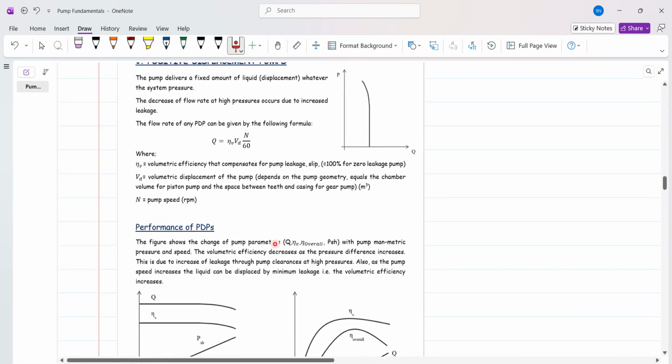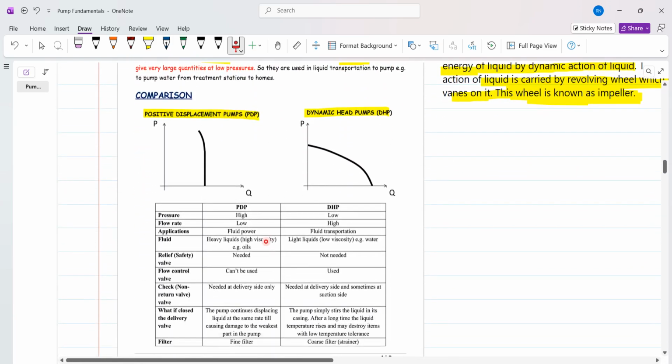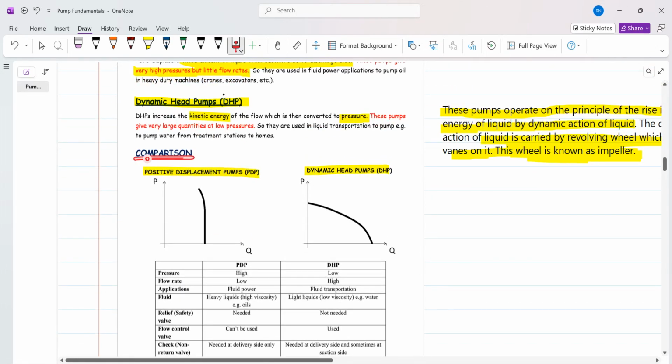Next, we are going to discuss the comparison of the positive displacement pump and the dynamic pump. The positive displacement pump flows at a constant flow rate, right? Because it takes 1 liter as suction, and it discharges 1 liter as discharging liquid, right?